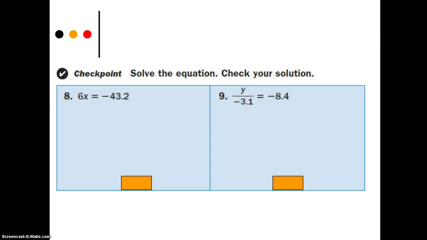Pause the video and do 8 and 9. Number 8, we divide by 6 to get negative 2/10. 9, 26 and 4 hundredths.